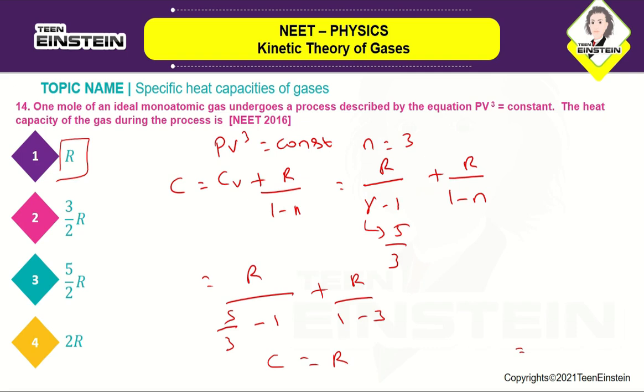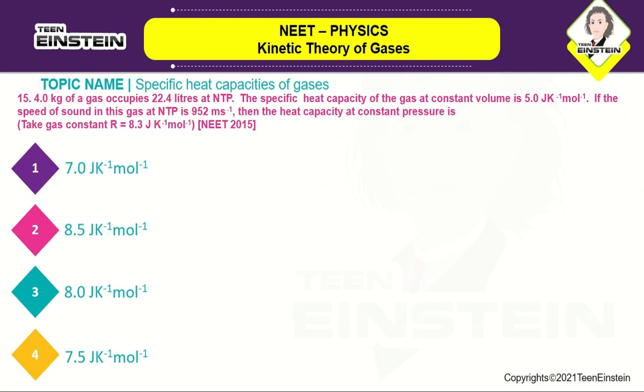Okay, so let us move on to the next question. 4 kilograms of a gas occupies 22.4 liters at NTP. The specific heat capacity of the gas at constant volume is 5 joules per Kelvin per mole. If the speed of sound in this gas at NTP is 952 meters per second, then the heat capacity at constant pressure is. So they want us to calculate the heat capacity at constant pressure, and they have given the gas constant value as 8.3 joules per Kelvin per mole.